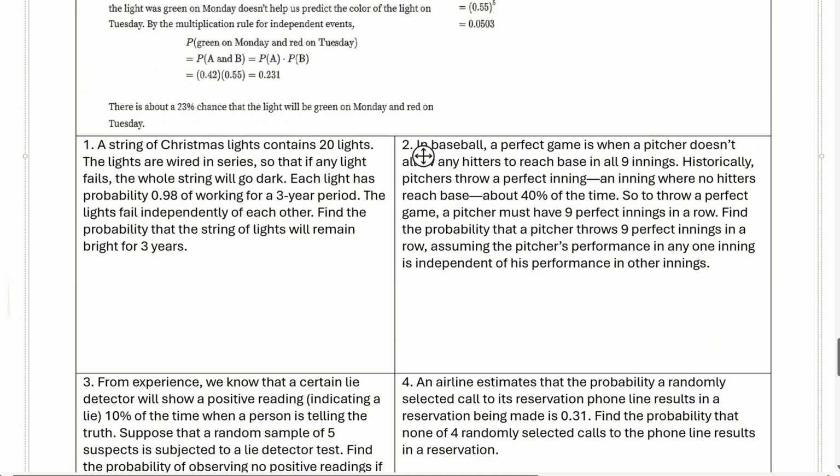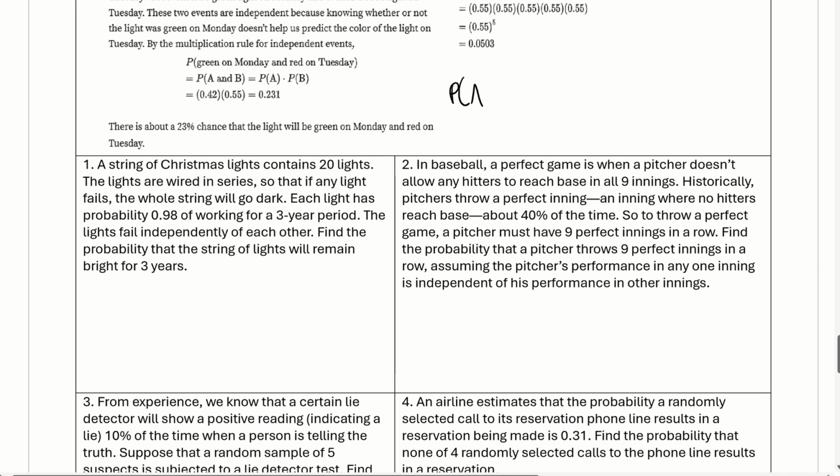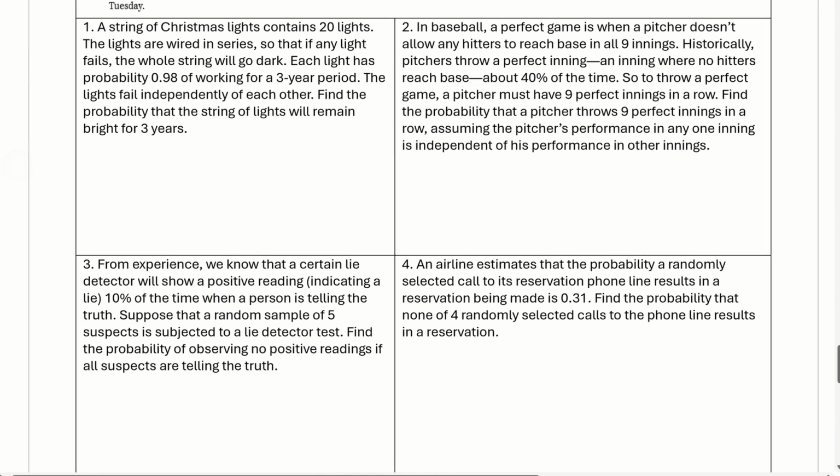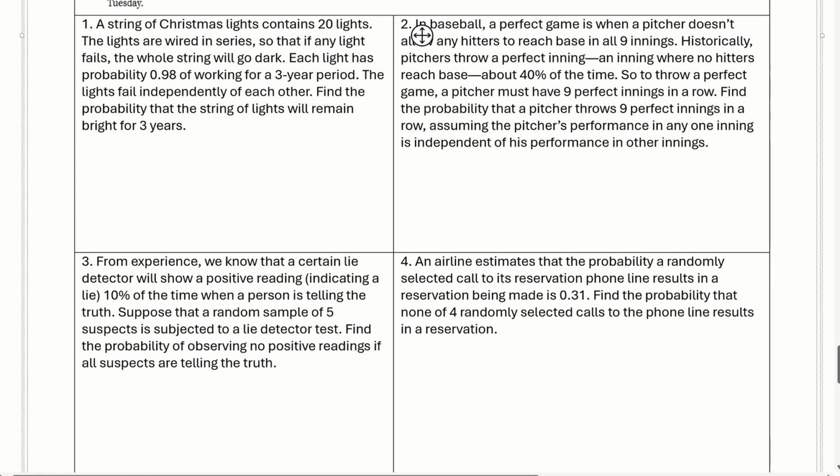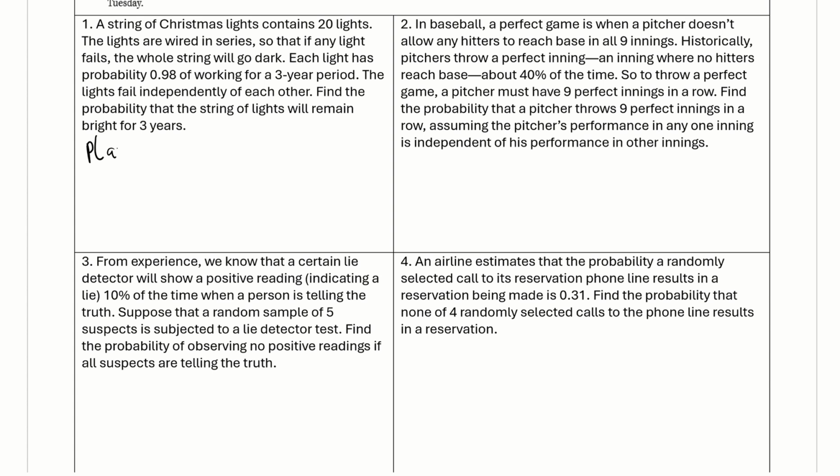So for this particular lesson, we have the idea that the probability of A and B is the probability of A times the probability of B, as long as they're independent, we can just multiply those probabilities. So here we have 20 lights, and so the probability that all 20 lights remain bright.